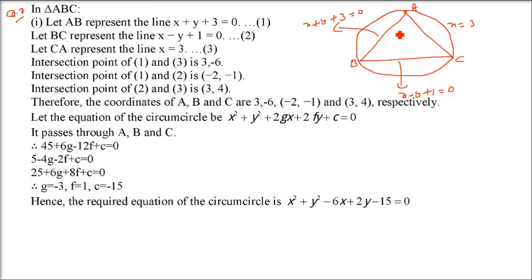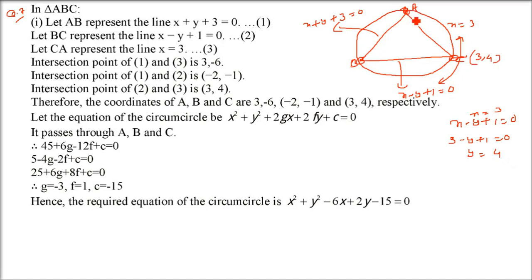So what you have to do is find the intersection of pairs of lines. I'll just show you one of these. Say I'm taking point C, and I want to find point C. So I have 2 lines, x minus y plus 1 equals 0 and x equals 3. Put x equals 3 here: 3 minus y plus 1 equals 0, so y is equal to 4. So this C point is (3, 4).